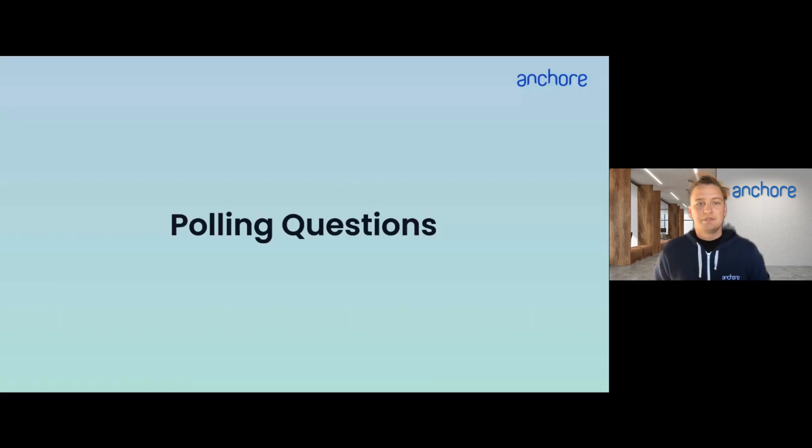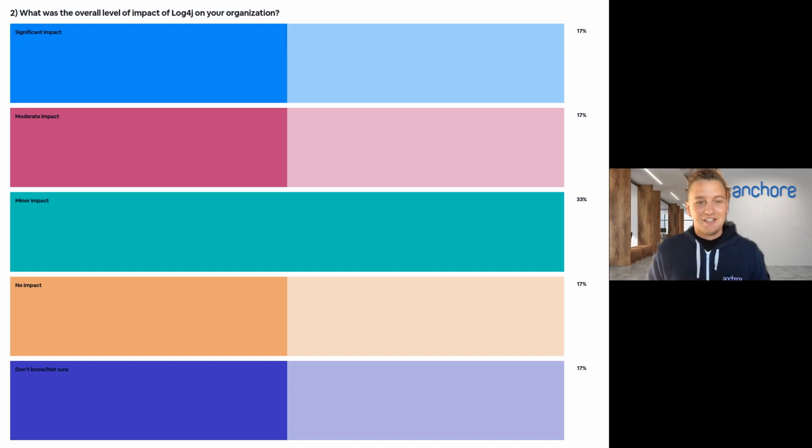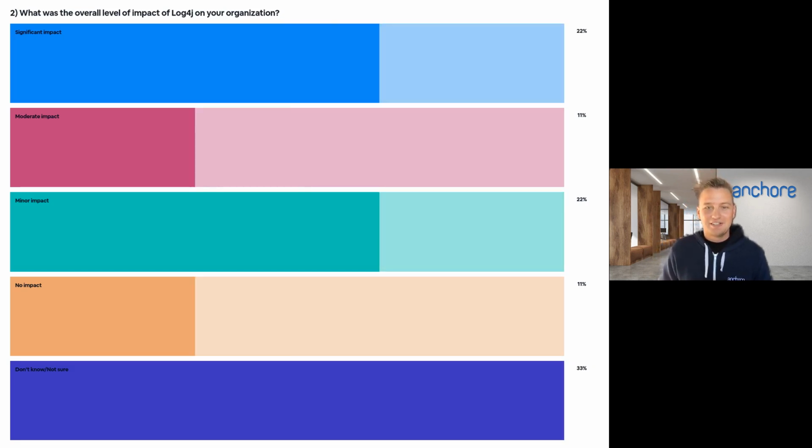So, what is the overall level of impact of Log4j on your organization? We have A, significant impact, B, moderate impact, C, minor impact, D, no impact, or E, you just don't know or you're not sure. This will be interesting. I saw a lot of organizations where you either are impacted or you're not. Moderate impact, minor impact.